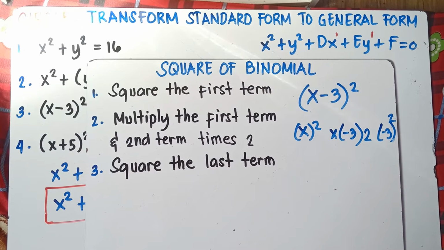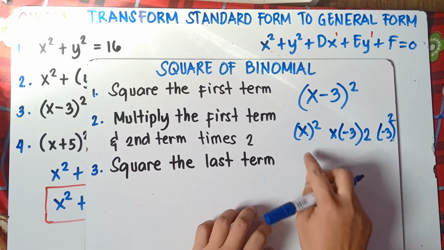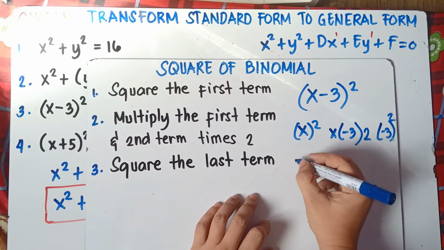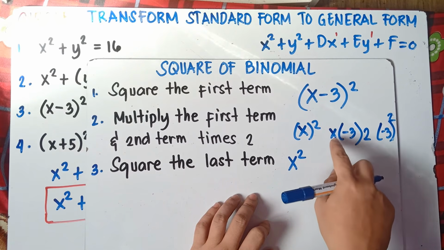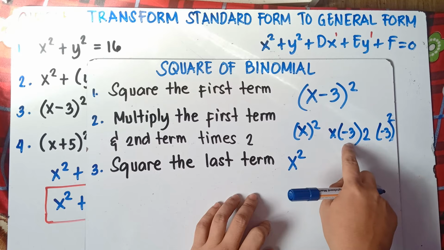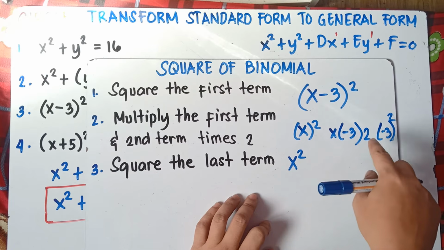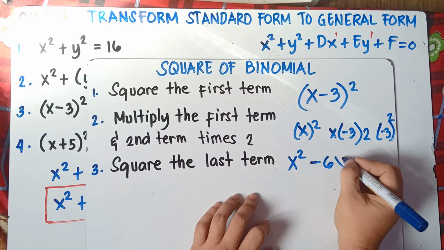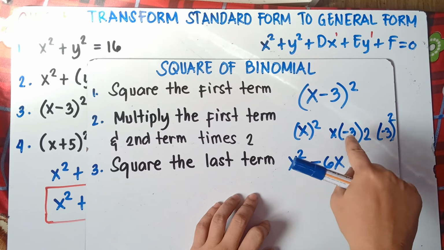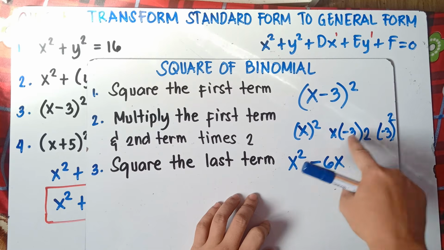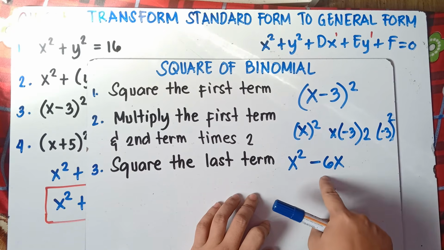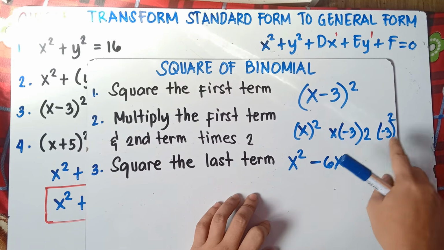Alright, and then your final answer will be, so you square the first term, x times x, that is x squared. You multiply the first term and second term, so x times negative 3, that's negative 3x, times 2, that's negative 6x. Negative 3x times positive 2, that's negative 6x. Then you square the last term, negative 3.